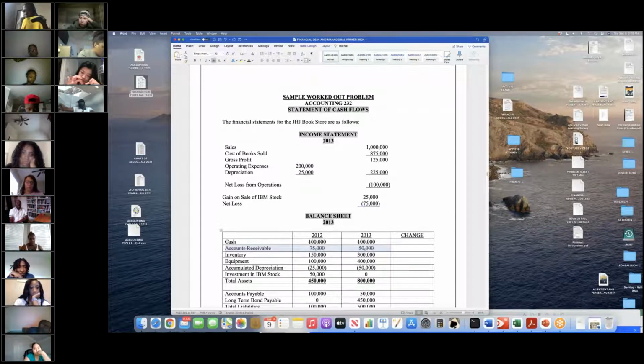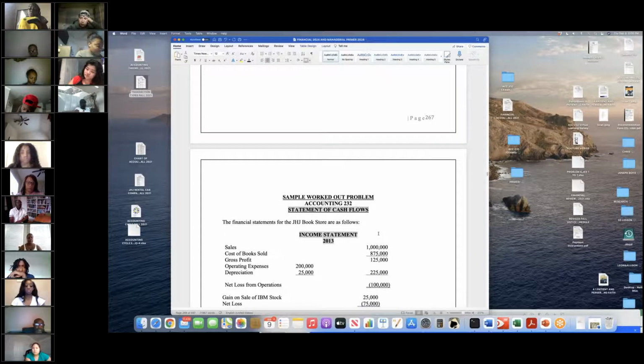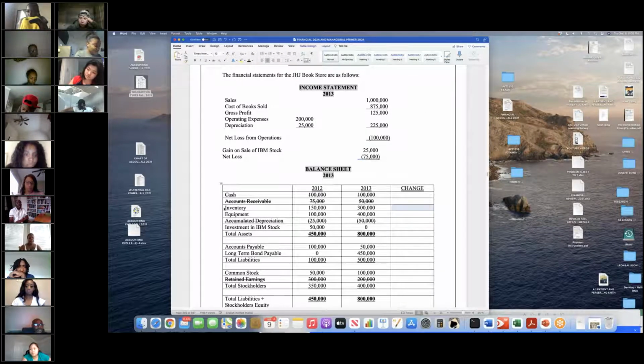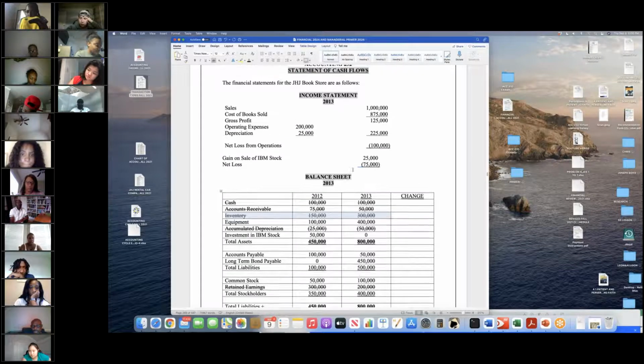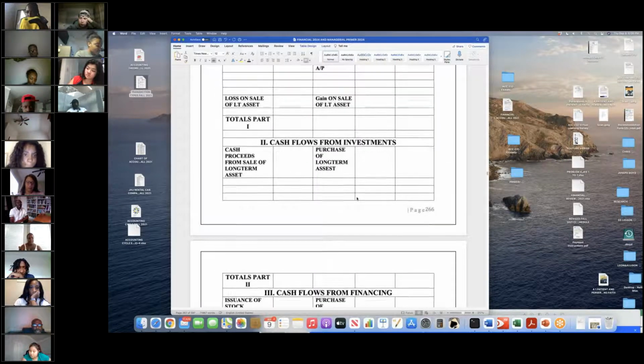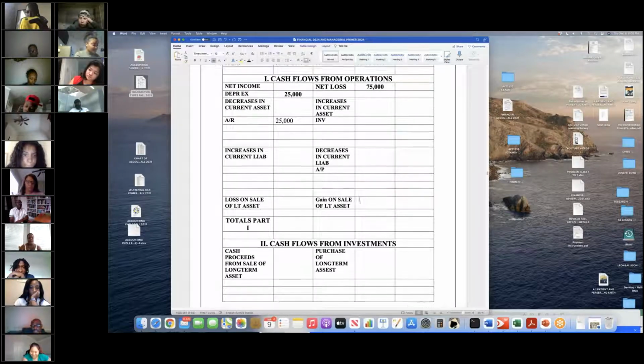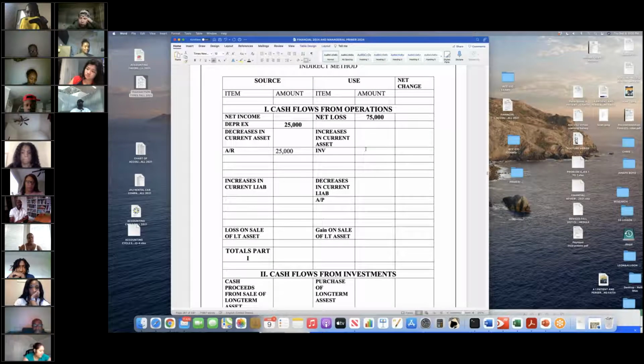Next is inventory. What did inventory do? Increase. An increase in assets. What part of the statement is it going to be in? 1, because it's a current asset. Source or use? It's going to be a use. So we're going to strike out inventory, and that 150,000 is going to be on the use side.